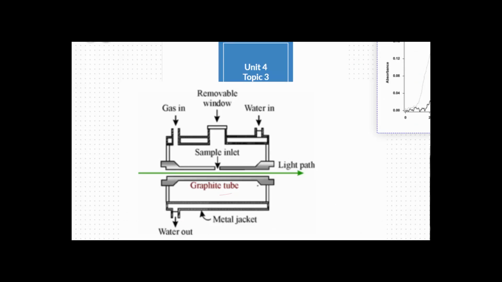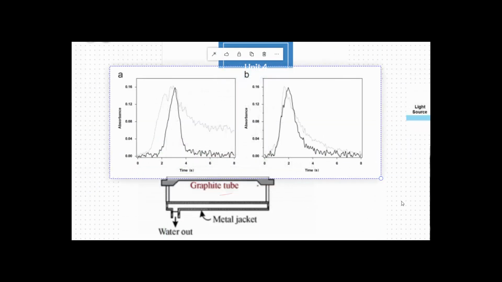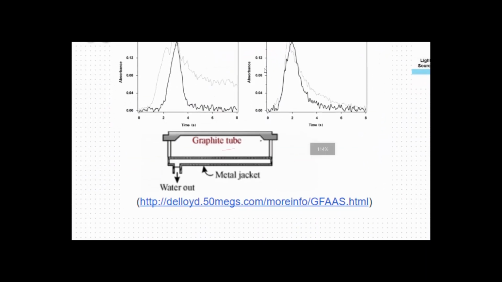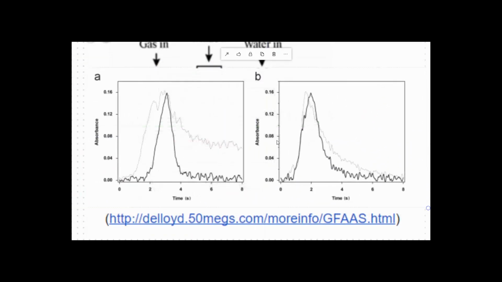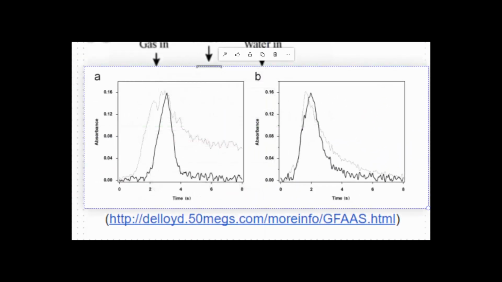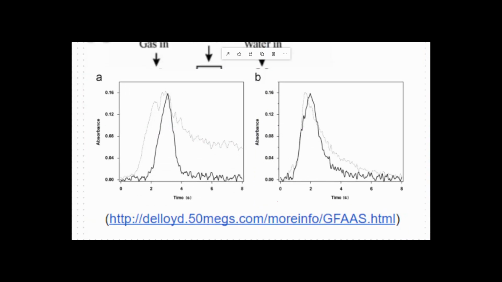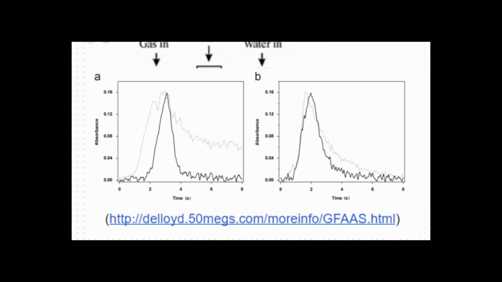Now, graphite furnace is just an atomization technique, just like the flame is an atomization technique. They're actually used in the same instrument. The output for a graphite furnace is going to be plotted over time.